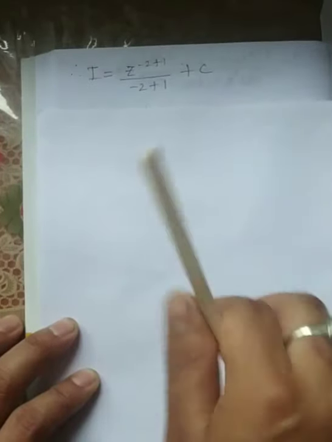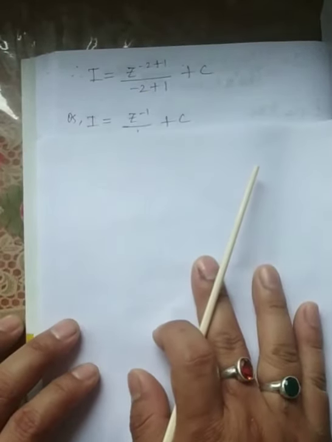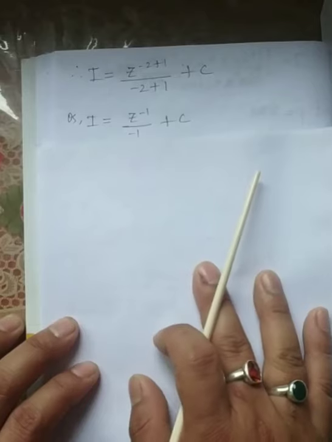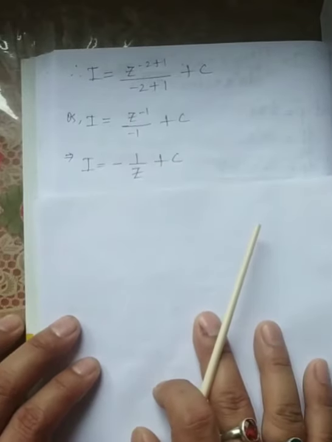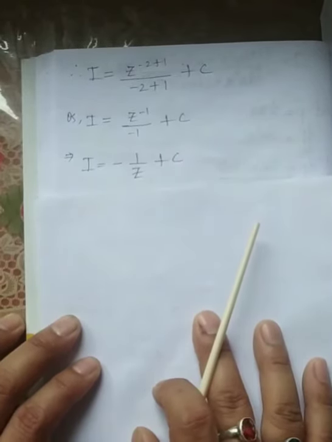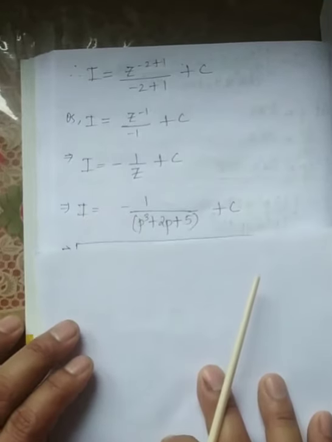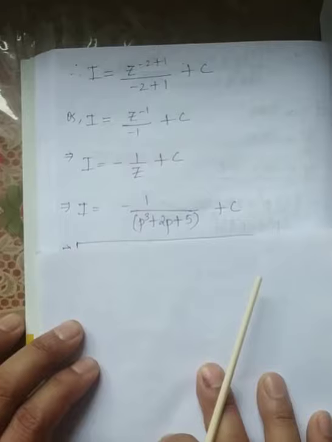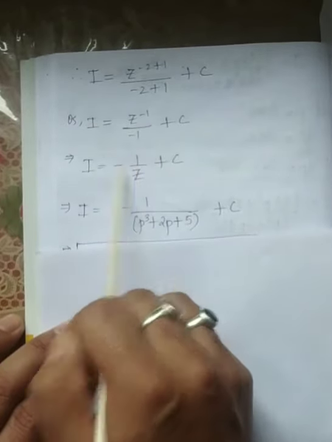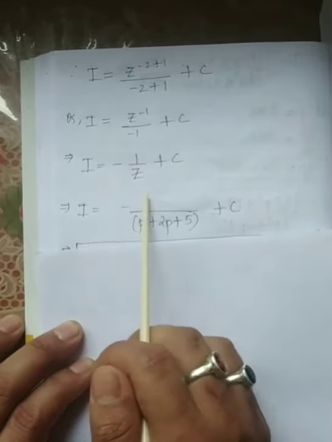Alright, on integration you get z to the power minus 2 plus 1 divided by minus 2 plus 1. So all these calculations you know how to do. Bring it down, minus 1 by z. Now, finally we need to put the value for z. So what was the value for z? P cube plus 2p plus 5. So put the value for z.